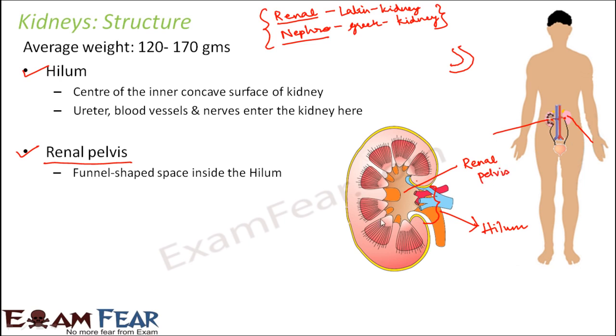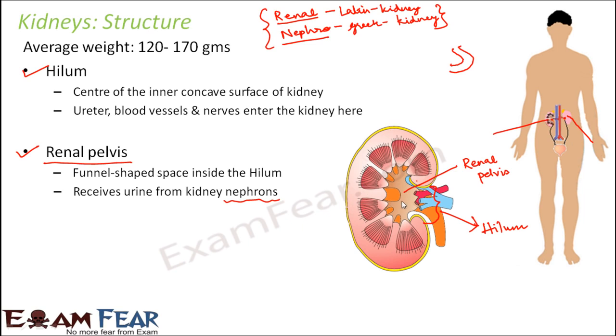And what is the purpose of this funnel shaped structure here? This receives the urine from the kidney nephrons. Now inside the kidney somewhere urine is produced. How it is produced, where it is produced, we'll get to know later. But somewhere inside the kidney there are some structures called nephrons where urine is produced. We will talk about them later.